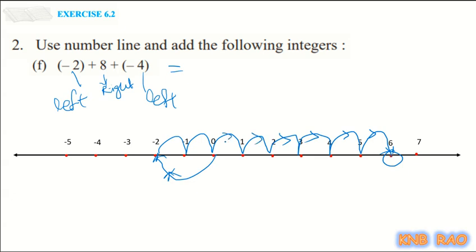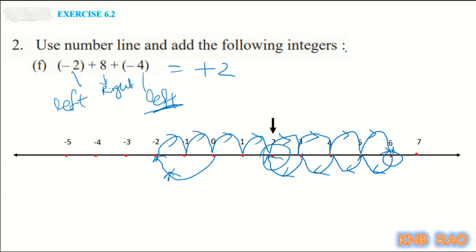From there I have to again move left to add minus 4. So 1, 2, 3, 4. So we arrived at plus 2. So plus 2 is the right answer. Students, adding more than 2 integers, we have to be very careful. Next, right answer is plus 2.